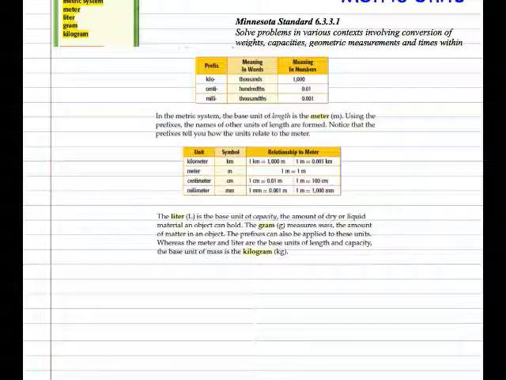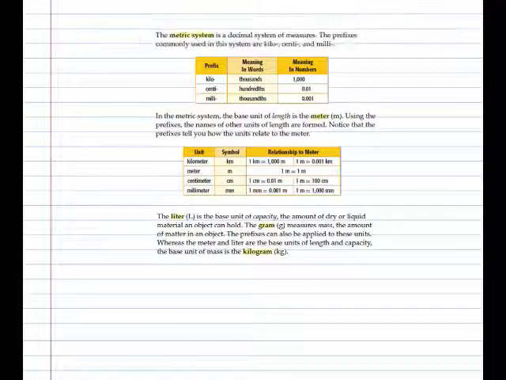The metric system is a decimal system of measurements. The prefixes commonly used in this system are kilo, centi, and milli. In the metric system, the base unit of length is the meter. Using the prefixes, the names of other units of length are formed. Notice that the prefixes tell you how the units relate to the meter.